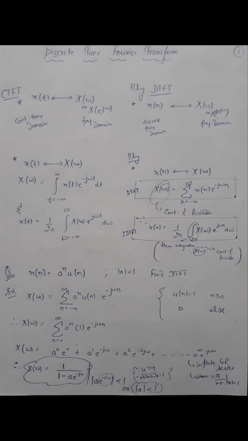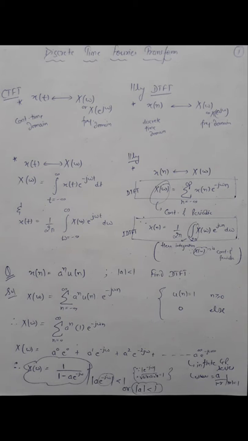Let's start with the next topic, discrete time Fourier transform. It's similar to the continuous time Fourier transform, that is CTFT, where we find X(omega) from x(t), that is continuous time domain to frequency domain. Similarly, for the discrete time Fourier transform, we have x[n] to X(omega), that is discrete time domain to the frequency domain.